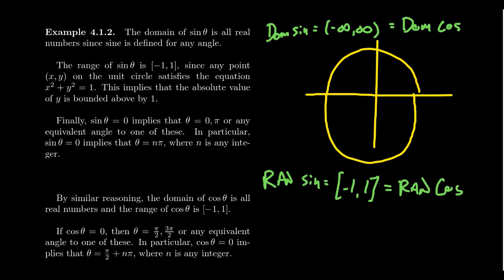So domain and range of sine and cosine are actually the same thing. Sine and cosine have the same domain. Sine and cosine have the same range. All right. The one important difference, though, is going to be the zeros. Where is sine equal to 0? Where is cosine equal to 0?